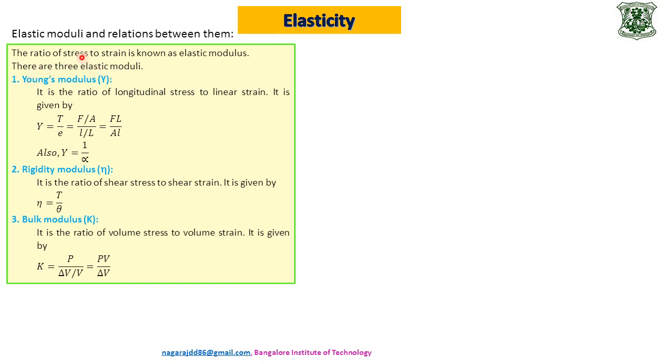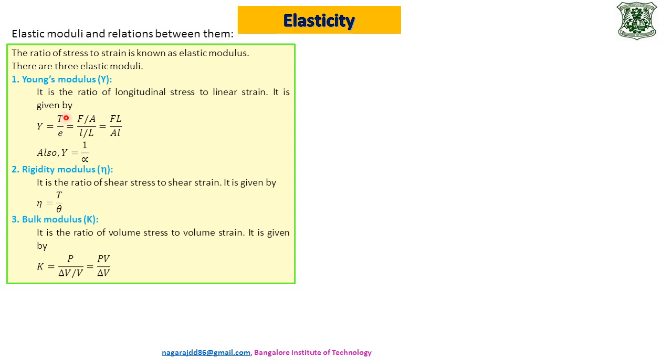Of course they all are just ratio of stress and strain. So ratio of stress to strain is known as elastic modulus. First one is Young's modulus. It is the ratio of longitudinal stress to linear strain. So it is given by Y equals T divided by E, where T is for stress, E for strain.